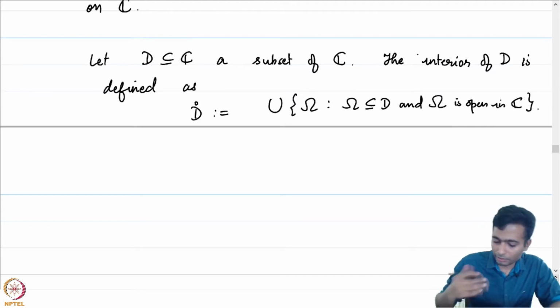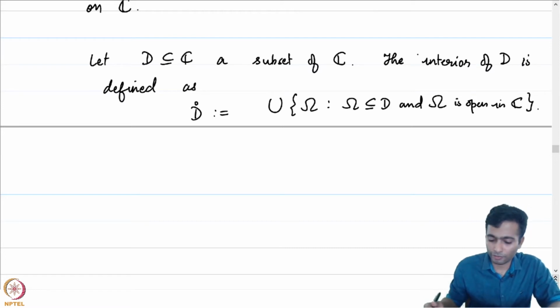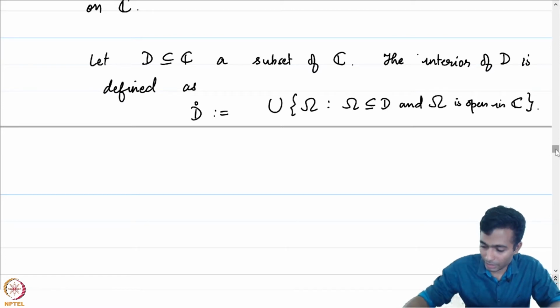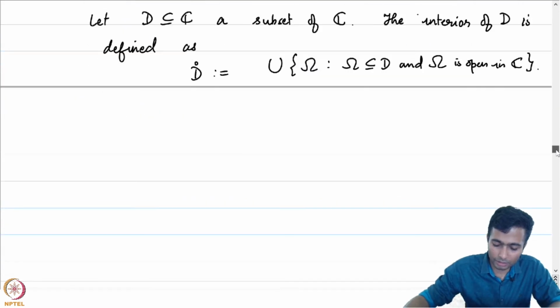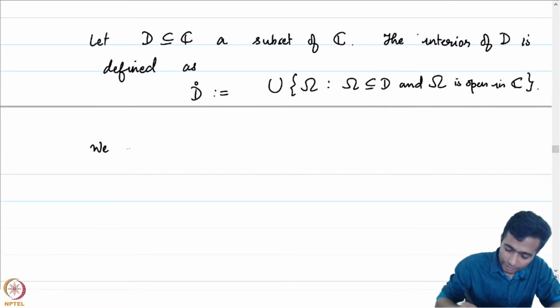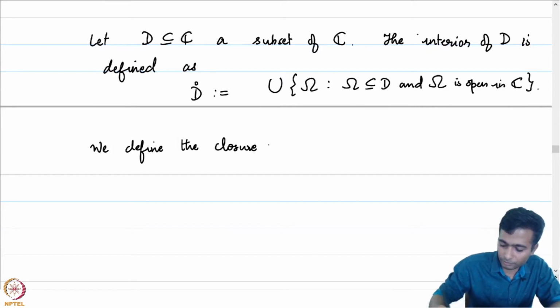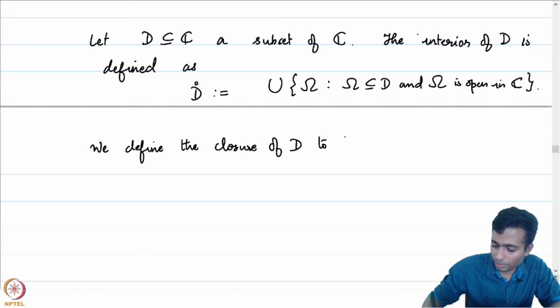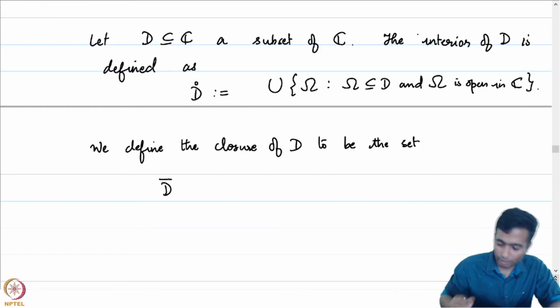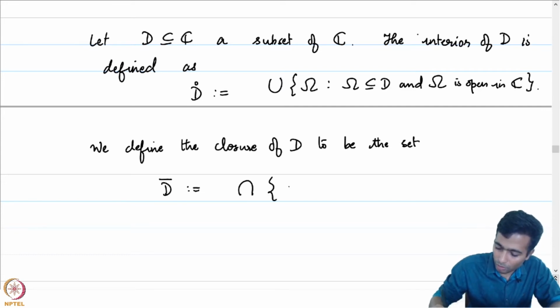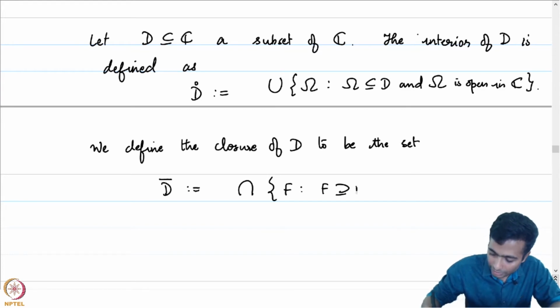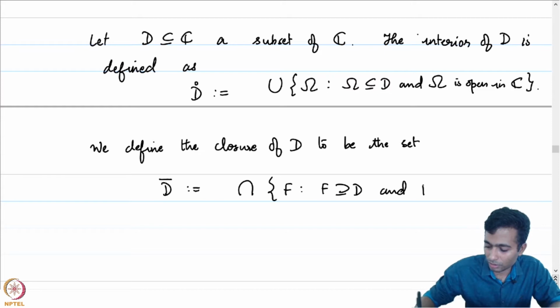In a similar manner, we can talk about the closure of a given set. Again, let D be a subset of C. We define the closure of D, commonly denoted by putting a bar on top. D bar is defined to be the intersection of all F such that F contains D and F is closed in C.